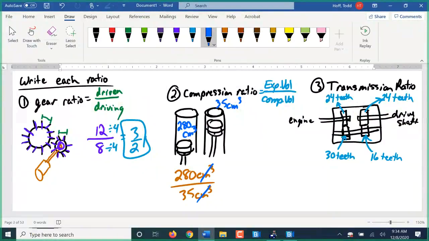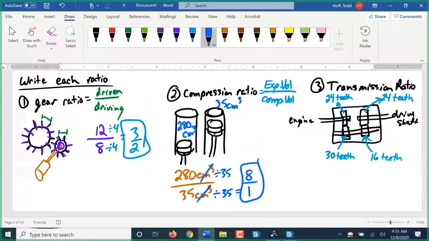Now, the compression ratio is one that we do always reduce to a unit ratio, which means the bottom number has to be 1. So I'm going to divide by the bottom number. 35 divided by 35 is 1. 280 divided by 35 is 8. So that's an 8-to-1 compression ratio.